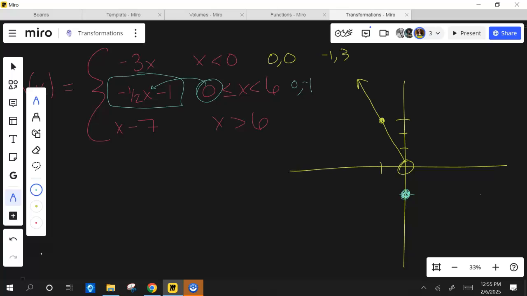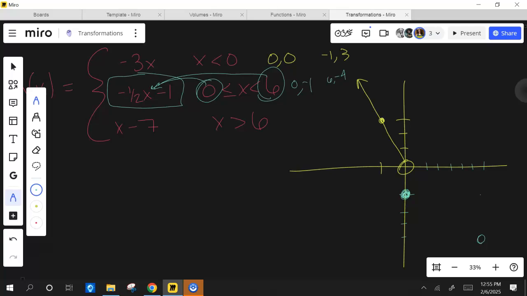Now plug in 6. He's very excited about plugging in 6. What'd you get? -4. All right, 6, -4. 1, 2, 3, 4, 5, 6. 1, 2, 3, 4. Open or closed? Open. Why is this one open? There's no line under this one, right?